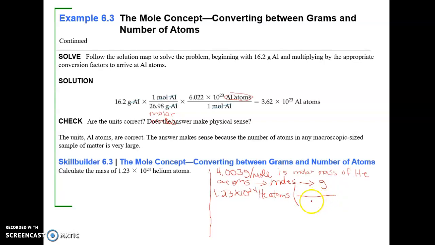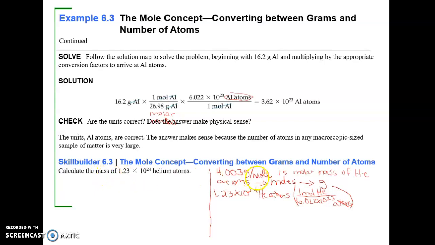Okay, so I have to multiply or divide by Avogadro's number to get from atoms to moles. I know that 1 mole of helium has 6.022 times 10 to the 23rd atoms. All right, and now my atoms cancel, and now I'm in moles of helium, but I don't want moles of helium. The problem specifically asks for mass.